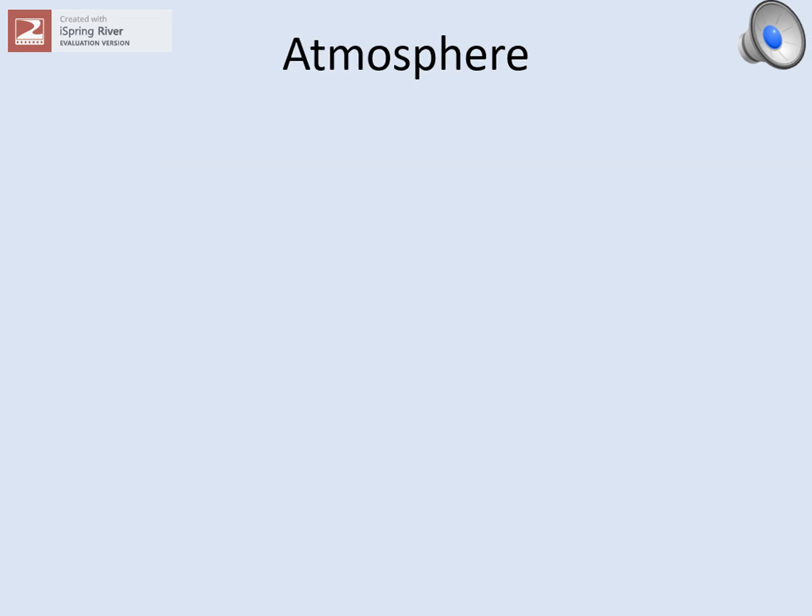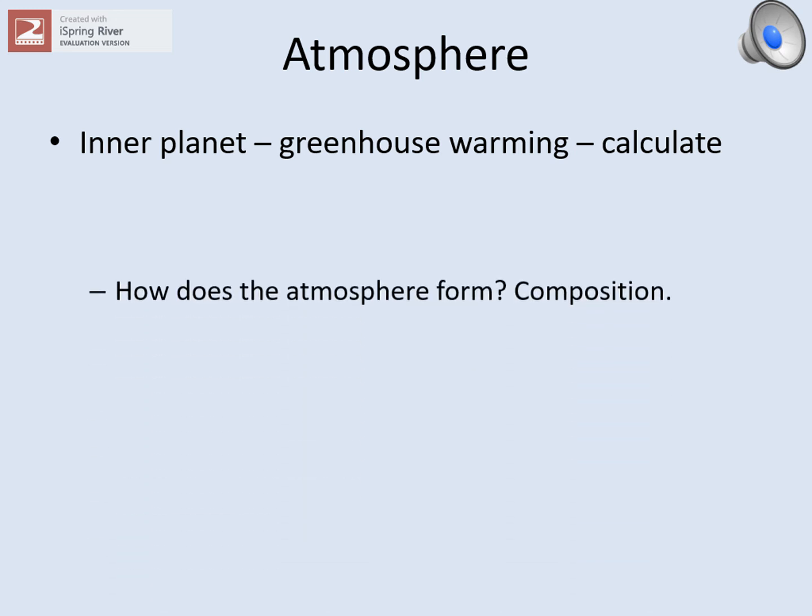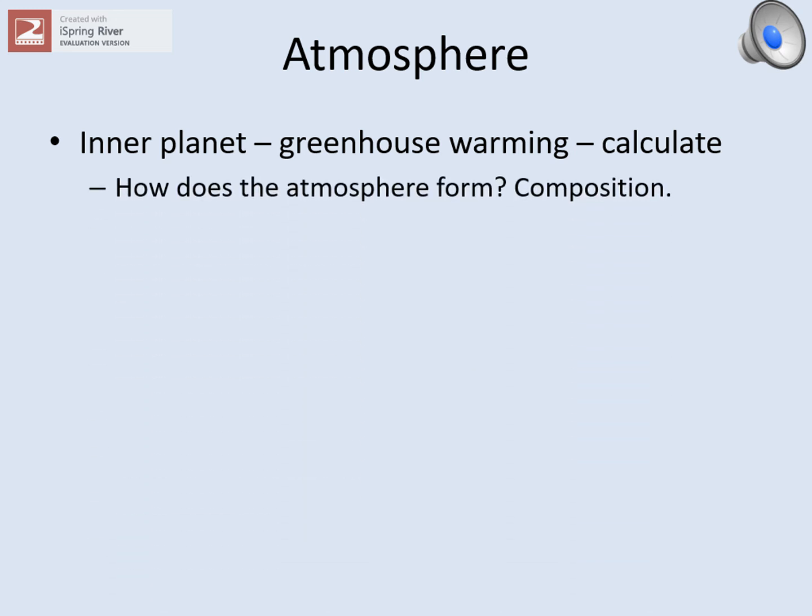We've already seen that the most direct way to determine if a planet has an atmosphere is through measuring the amount of greenhouse warming. So for the inner planet, you should calculate this, if you haven't already done so, and discuss what this means for the amount of atmosphere the planet has. You should also discuss how a planet like this is likely to form an atmosphere and what this means about the composition of that atmosphere.